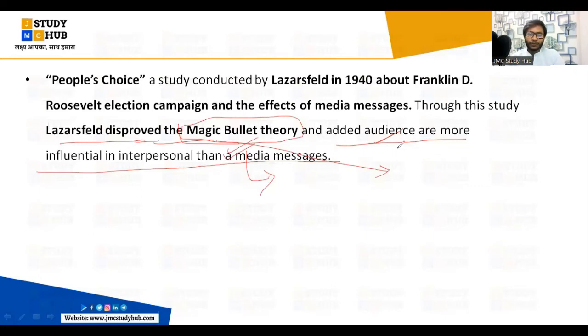Okay, so the evolution of new model, everybody will say the evolution of new model from here, where the audience is more influential. Yes, that is two-step flow theory.